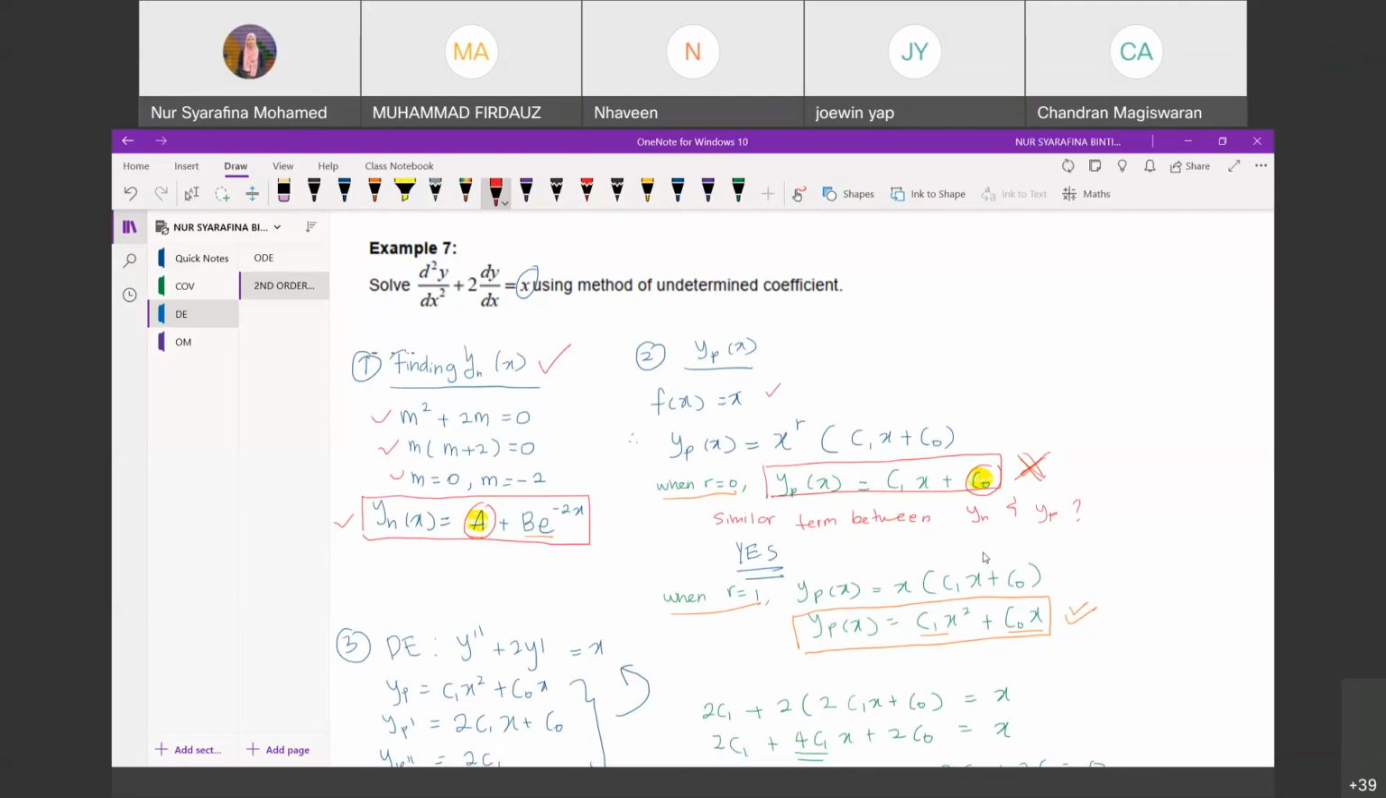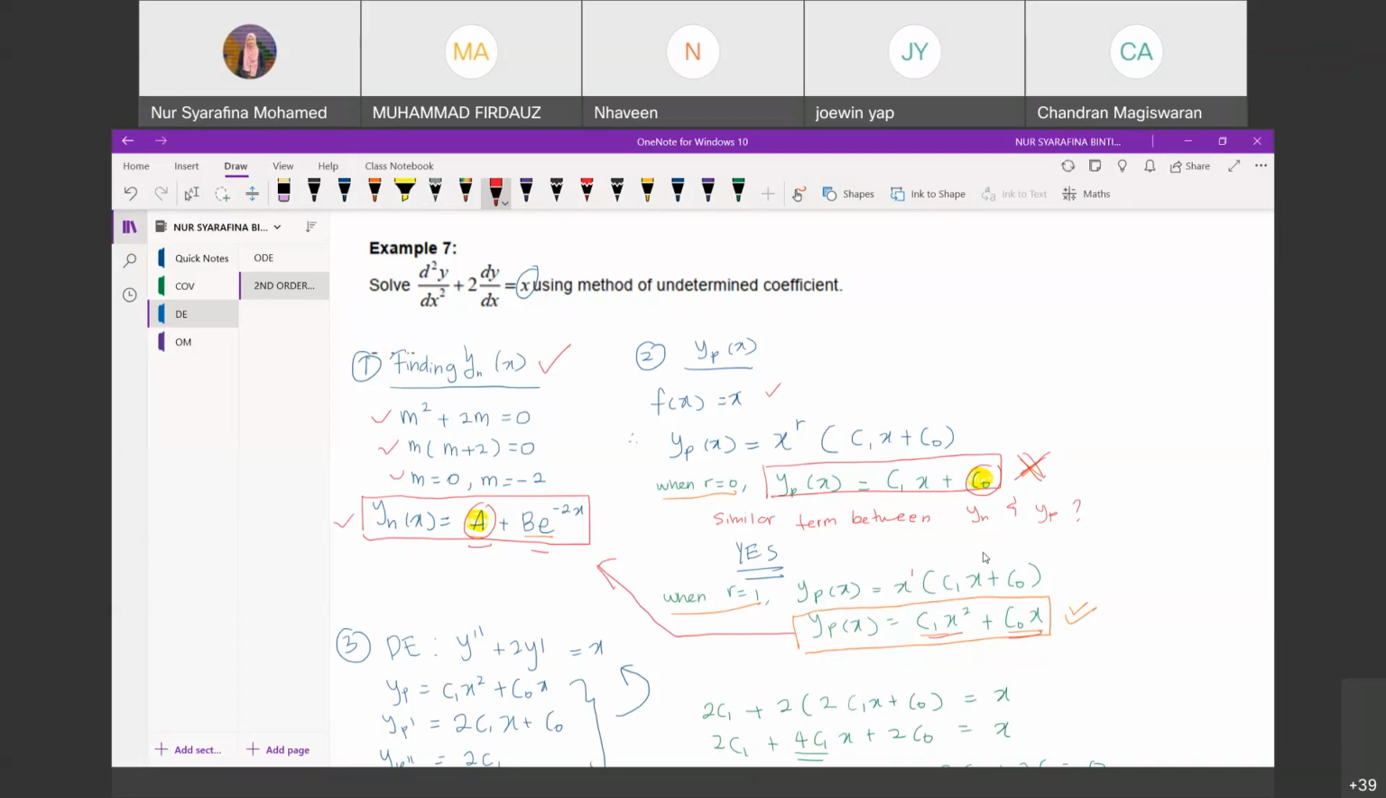So when R equals 1, this is x to the power of 1 times C1x plus C0. Combine, expand, and then check again. Is there any similar term between YH and YP? If it is no, then that's it. That is your YP. Why is there no similar term? Because this is a constant, this is x squared in terms of power 2, and this is x. So there is no similarity between YH and YP. Then this is your YP.